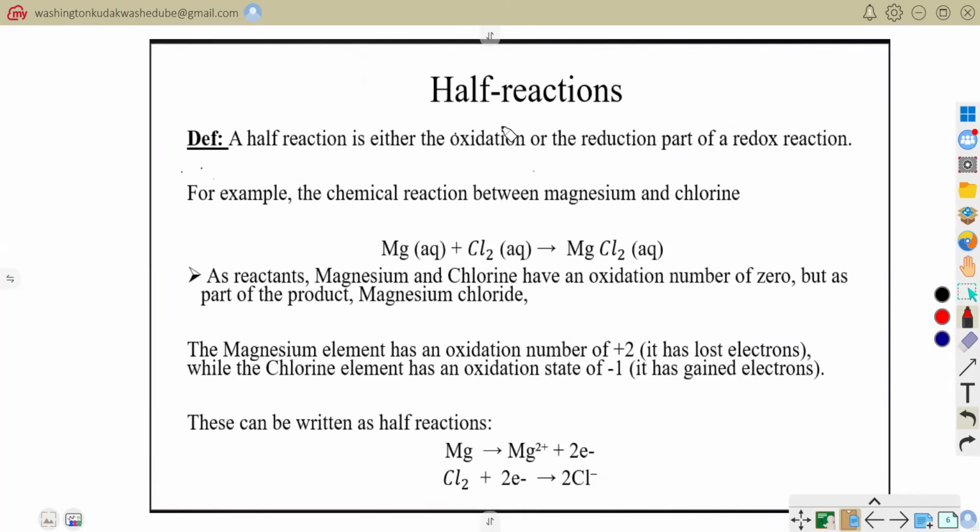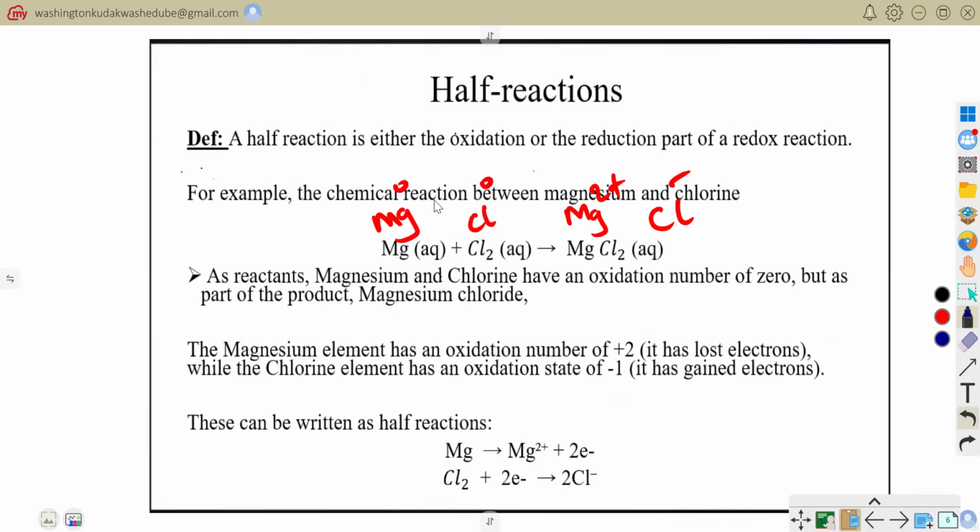That is what we refer to as the half reaction. For example, if you are given magnesium metal reacting with chlorine and forming magnesium chloride, we can see that this is now in ionic form. So here we will be having Mg2+ and Cl-, whilst on this side I was just having magnesium with an oxidation state of 0 and chlorine with an oxidation state of 0.